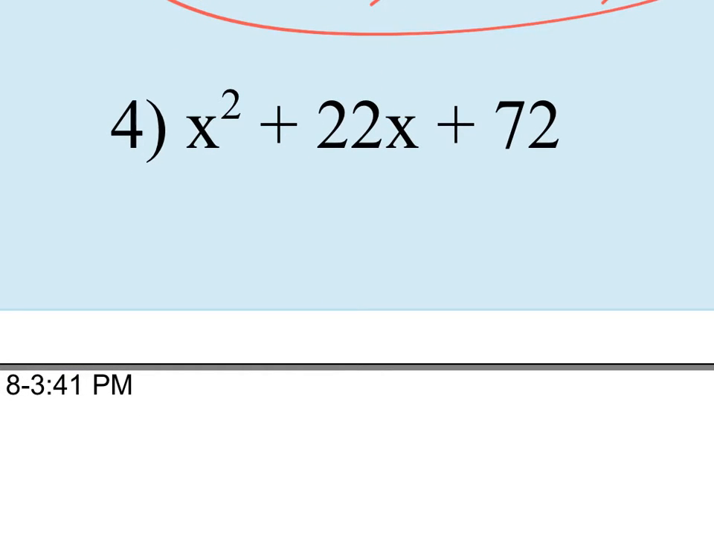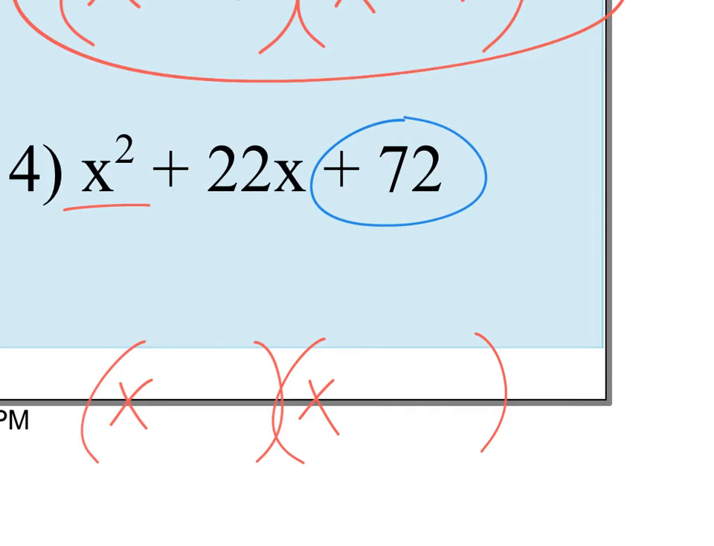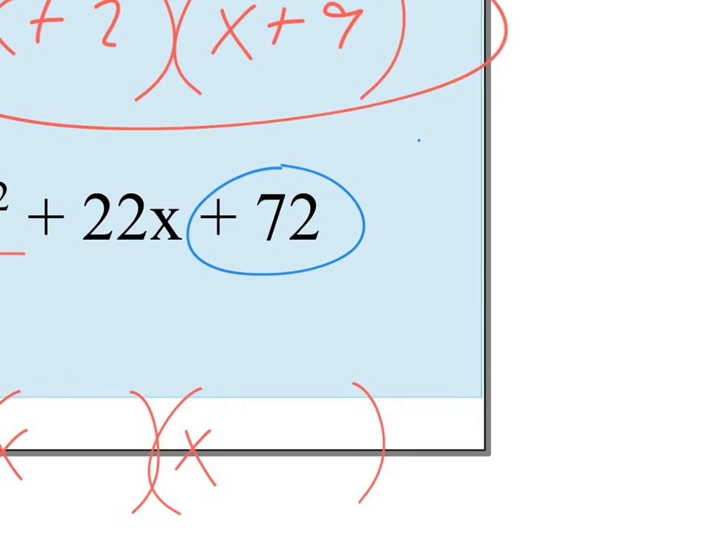All right, one more on this slide. We have a lot more examples here, but one more on this slide. X squared plus 22x plus 72. Well, again, x squared means it's going to start off with x and x. And now again, here's where it especially helps. Big numbers like this, positive 72 at the end. So start listing your factors of 72.